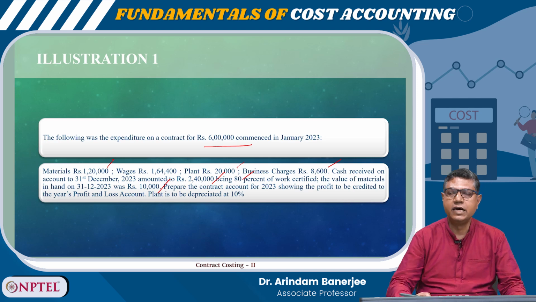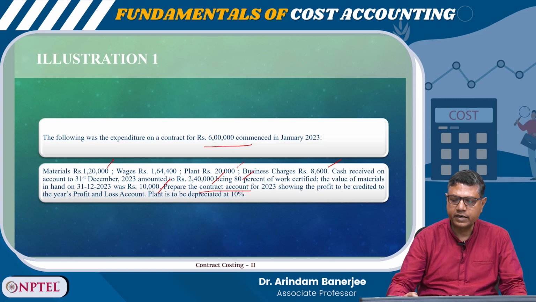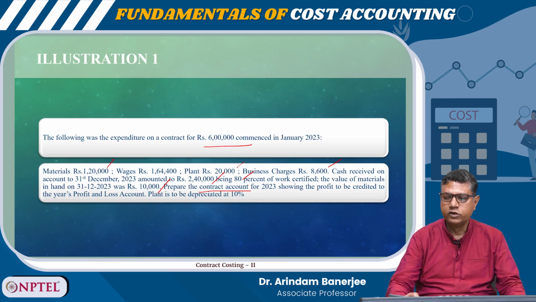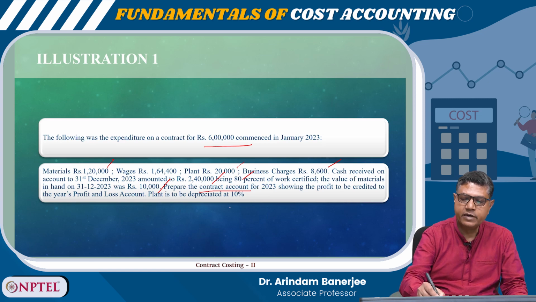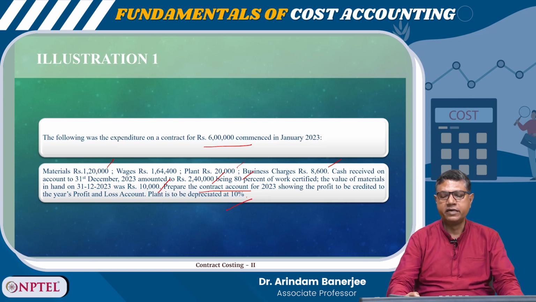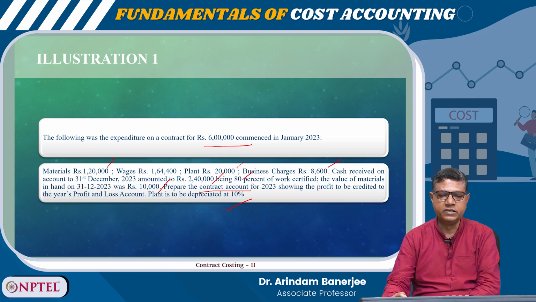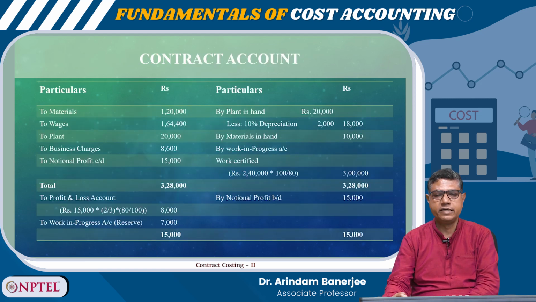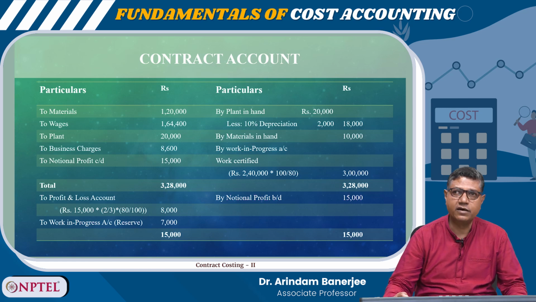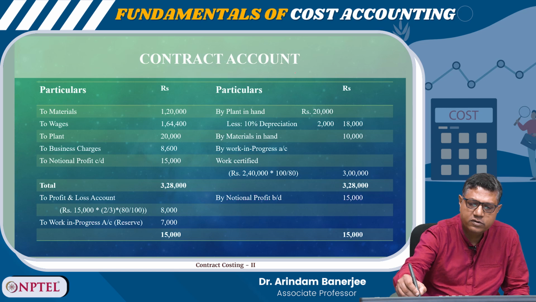So, what needs to be done is to prepare the contract account for 2023, showing the profit to be credited to the year's profit and loss account, and the plant needs to be depreciated at 10%. So, this is the problem. These are the information given, and we need to prepare a contract account. So, we will see which items will be considered in the contract account and how. So, this is the contract account.